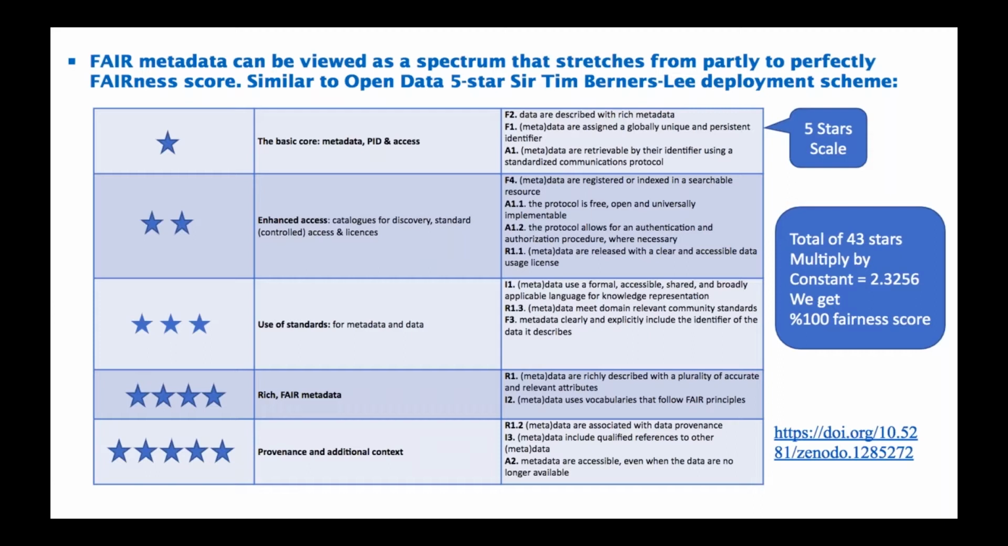If we calculate all the stars of all those 15 principles, we will get 43 stars. And if we multiply these 43 stars by the constant 2.3256, we will get a 100% fairness score. And if we get less than 43 stars, then the fairness score will decrease.